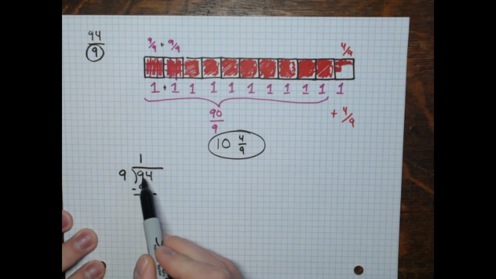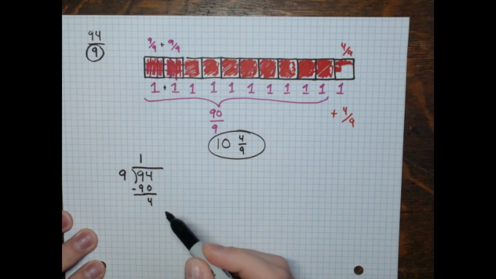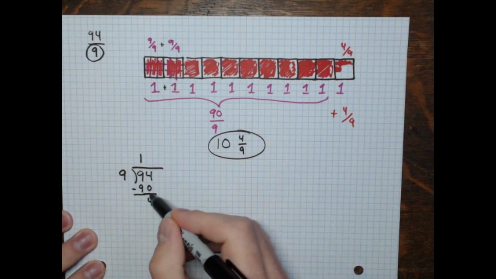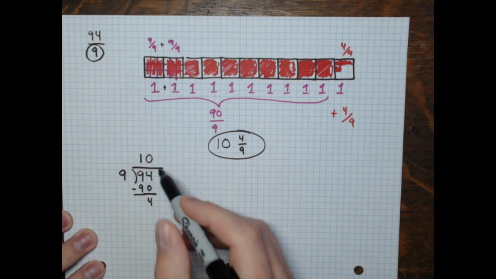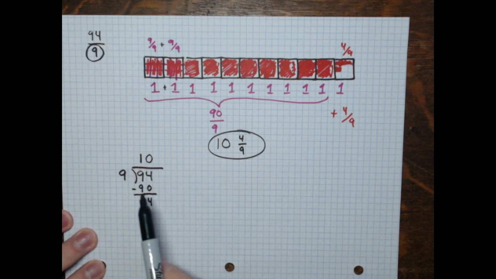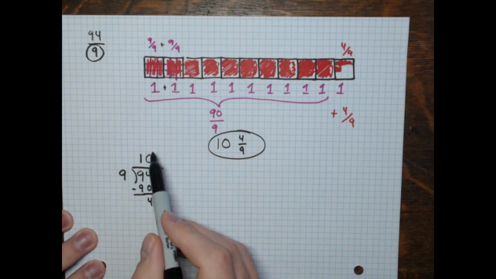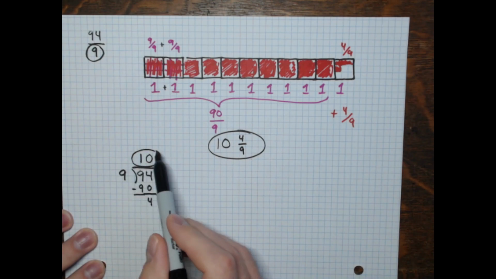So really, it's 9 goes into 90 10 times. And then 10 times 9 is 90. You can really throw zeros out there, and then 94 minus 90 is 4. And then you're done. 9 goes into 4, 0 times. It doesn't go into 4. So 9 goes into 94 10 times.